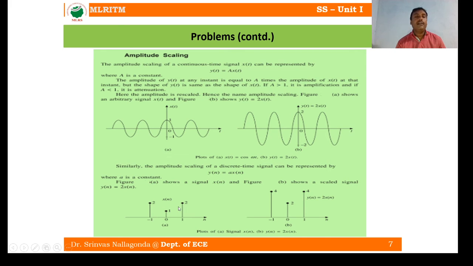So this is called amplitude scaling. Now take a discrete time signal. In the discrete time signal the amplitudes given are 2, 1, 2. When you multiply with 2, what happens? 4, 2, 4. So this is the amplitude scaled version of the given signal x(n). This is not time scaling, this is only amplitude scaling.